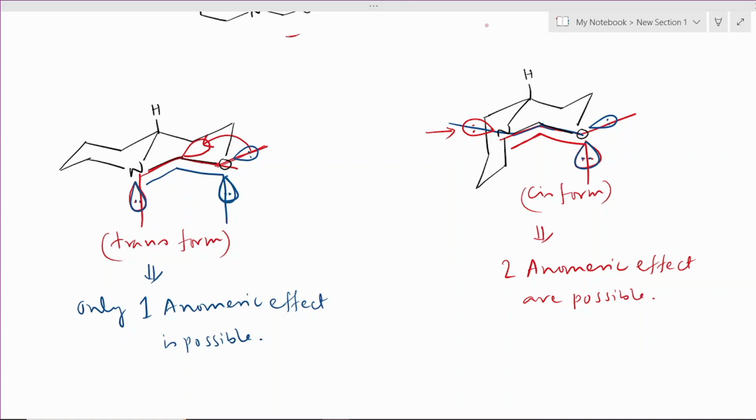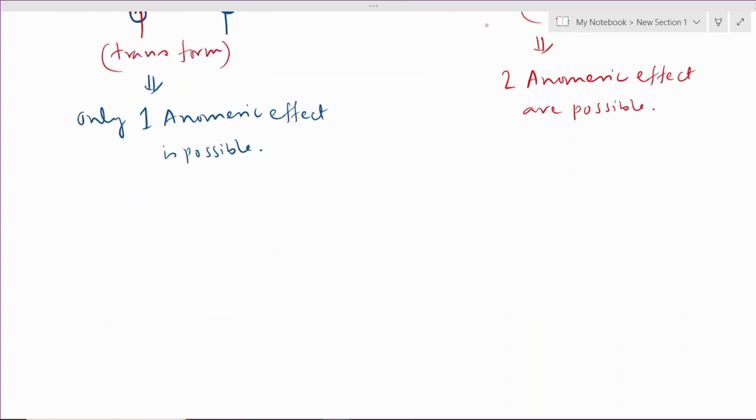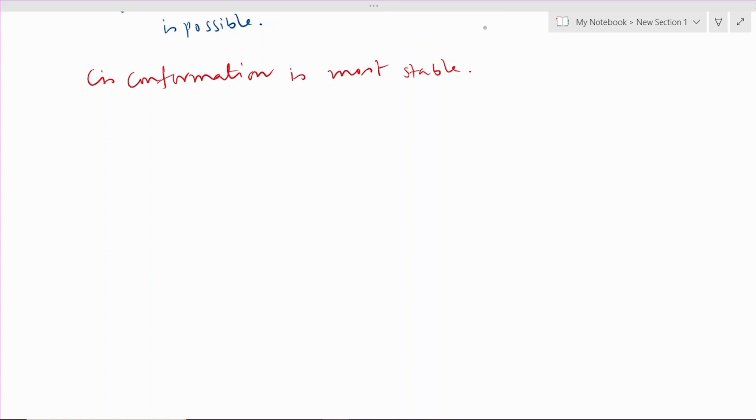Now, as the anomeric effect is a stabilizing effect, if the number of anomeric effects increases, then the stability of the conformation also increases. So here you can see that the cis conformation is most stable. So here we get a very important point, that is, the number of anomeric effects is directly proportional to the stability.